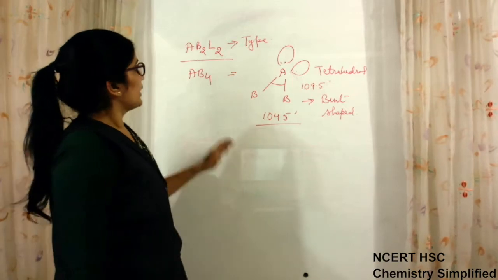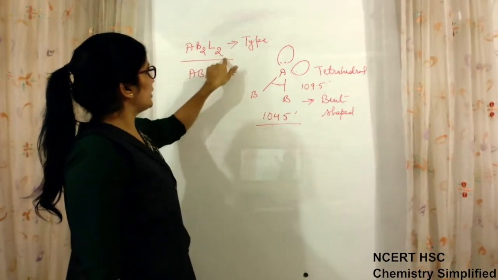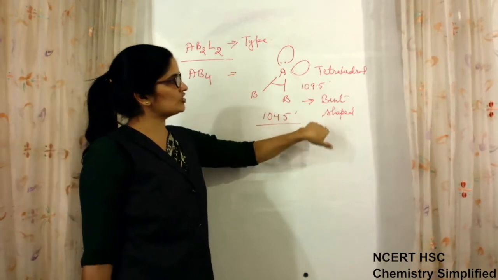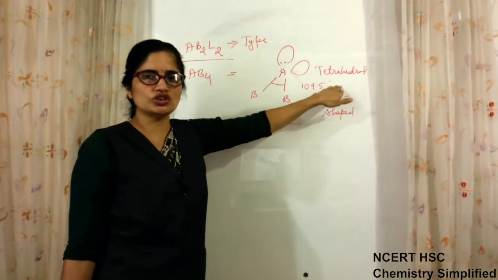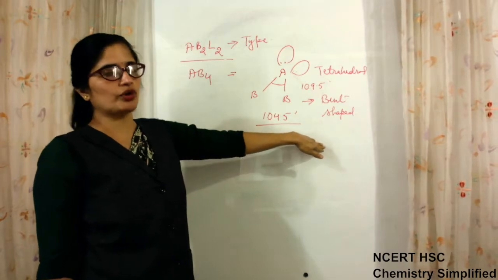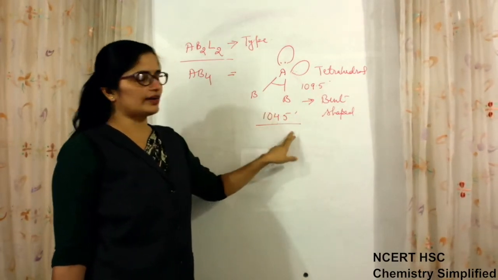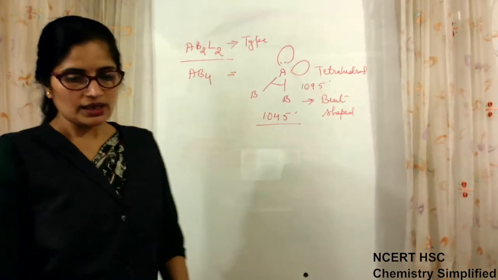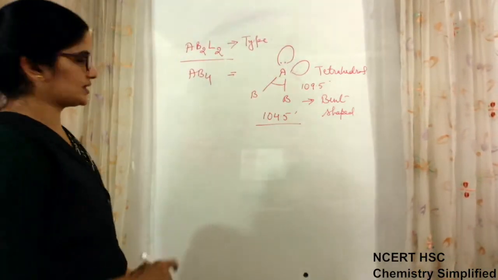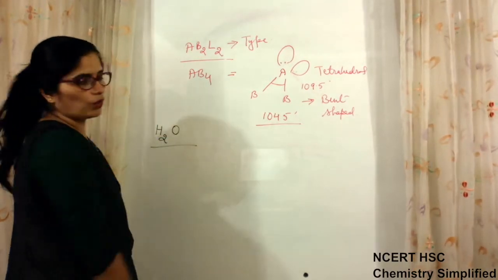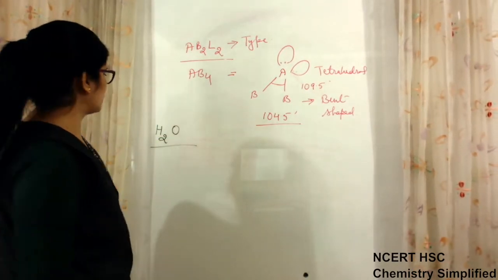So in case of AB2L2 arising from AB4, the geometry becomes bent shape, a distortion of tetrahedral, and the bond angle becomes 104.5 degrees. Now we will take one example of this: H2O, water. Water is the example for this.